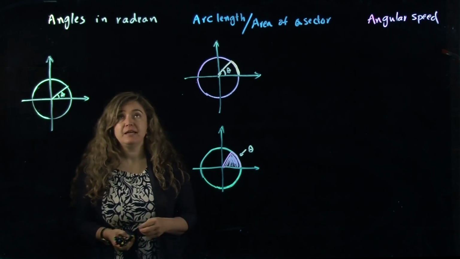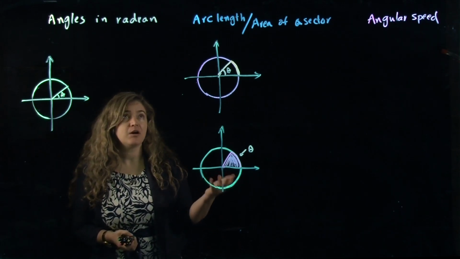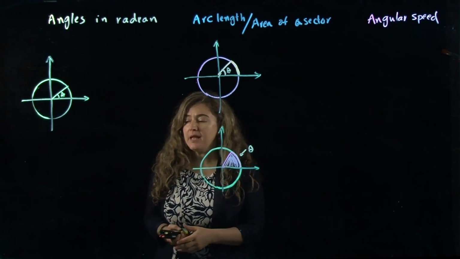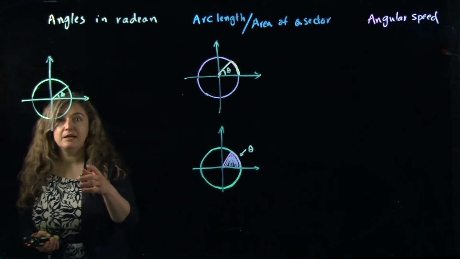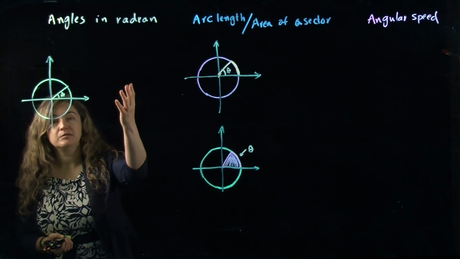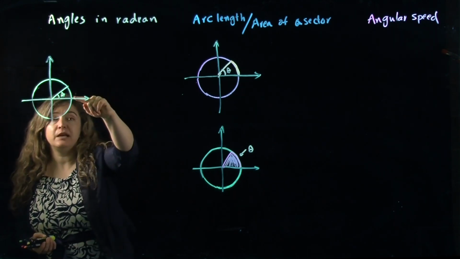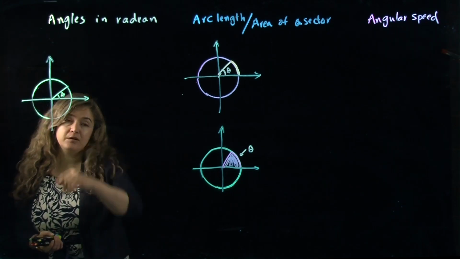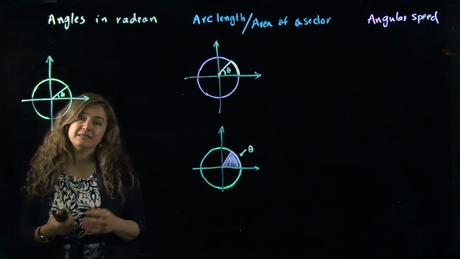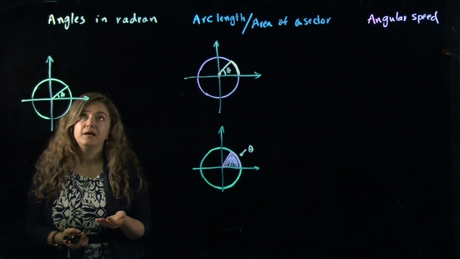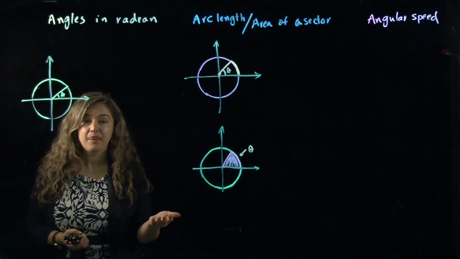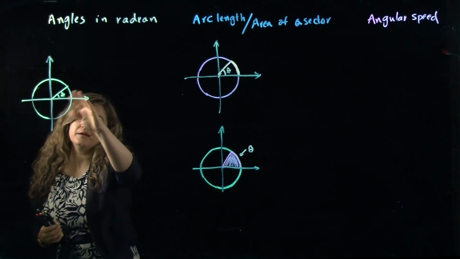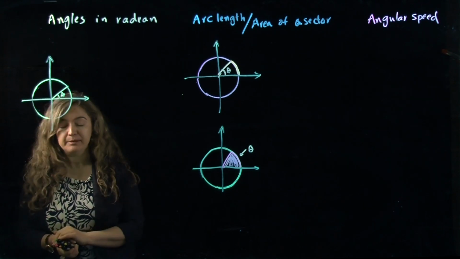So we want to discuss angles in radian, arc length, area of a sector, and angular speed. When we were defining the radian value for an angle, we discussed that it's related to the length of the arc on a unit circle that theta is facing. This is a fine definition, except that we have to keep in mind that this length is unitless, and we cannot use any units for that one.